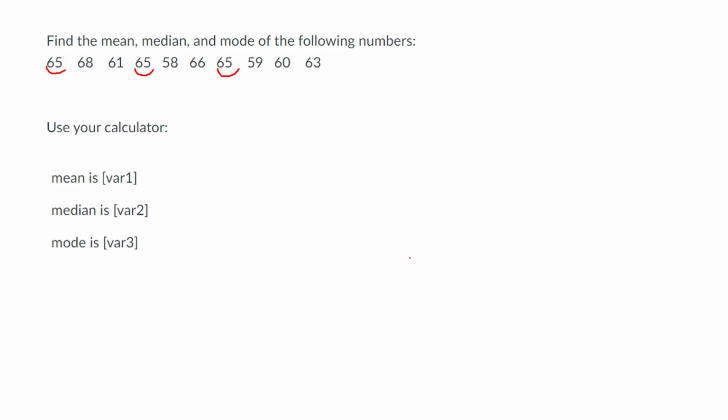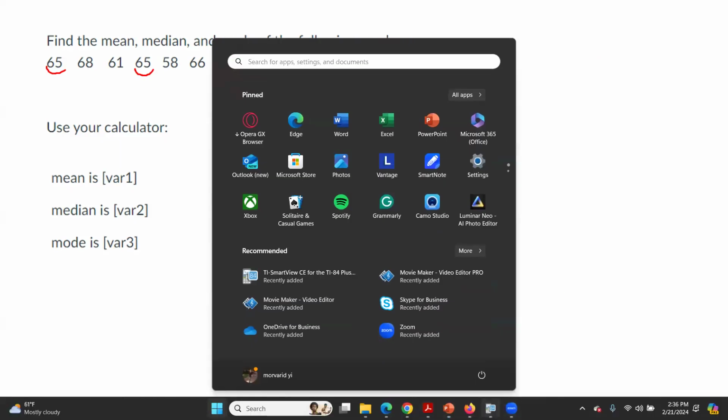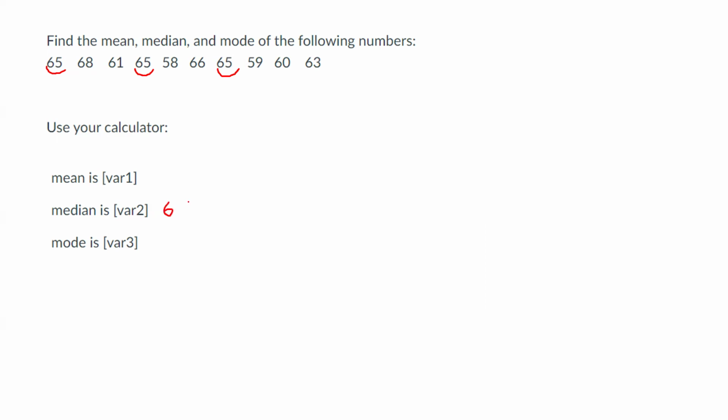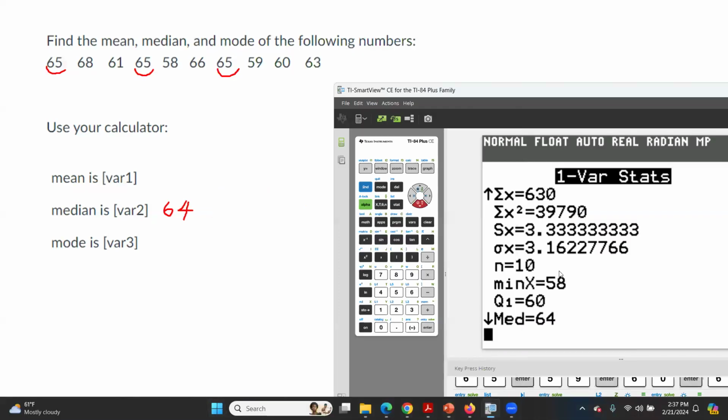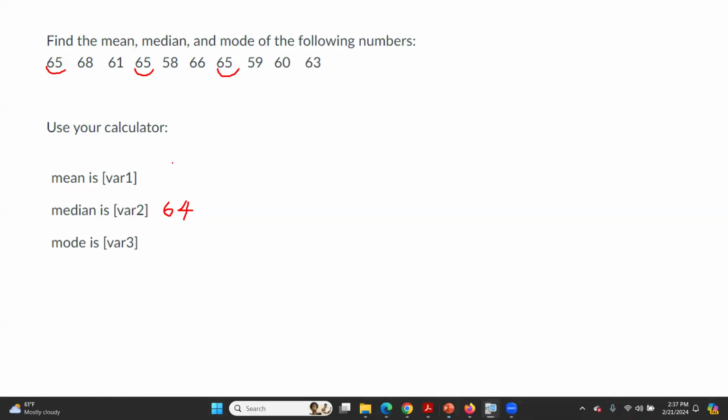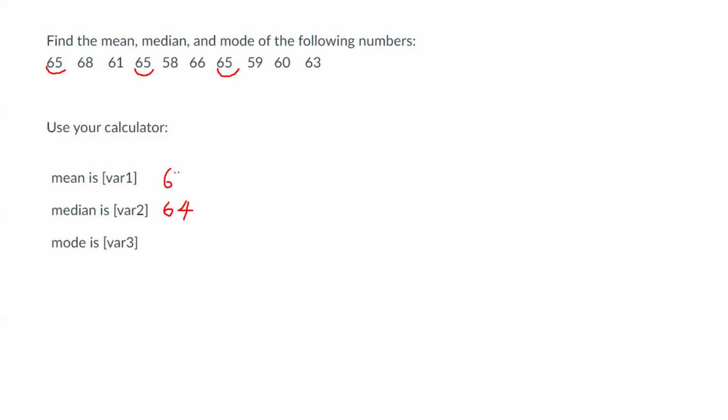So here we go. Let me just show you the calculator and everything at the same time. Again, the median is 64. And then your mean is equal to 63. And then your mode, which is 65. That's how we calculate the mean, mode, and the median of the data.